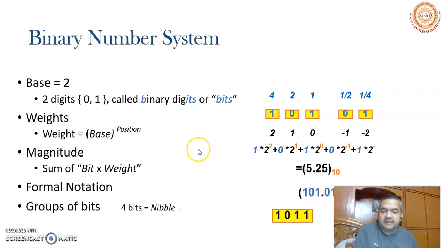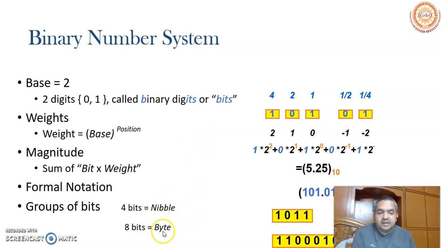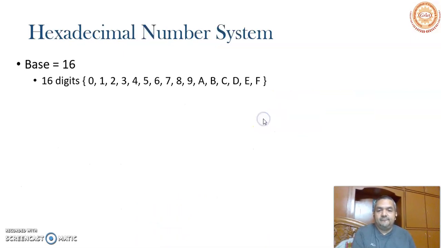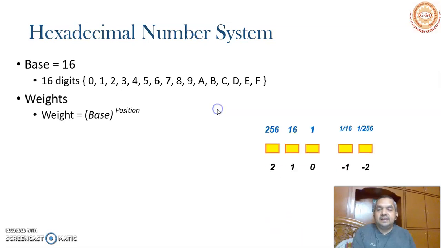So here, especially because entire digital system uses the binary number system, 4 bits is called as a nibble and 8 bits is called as 1 byte. If you go to hexadecimal number system, base is 16, means there are 16 digits, 0, 1, 2, 3, 4, 5, 6, 7, 8, 9. After that we use A, B, C, D, E, F. These 16 are the symbols or the digits which we use in the hexadecimal number system.